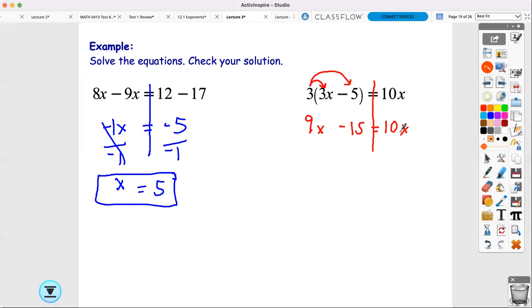Now remember, guys, the objective is to get the x's by themselves. The 15 is already here, so I'm going to move the 9x over. So it'll be a minus 9x on both sides. Cancel that out. Bring down negative 15 equals 10 take away 9, which is just x, 1x. So the answer is x equals negative 15, and we are done.